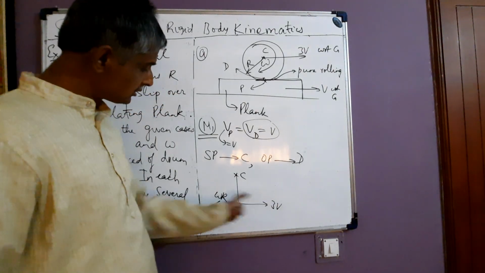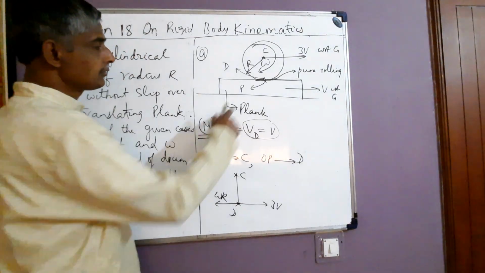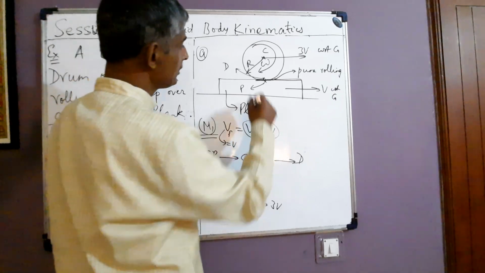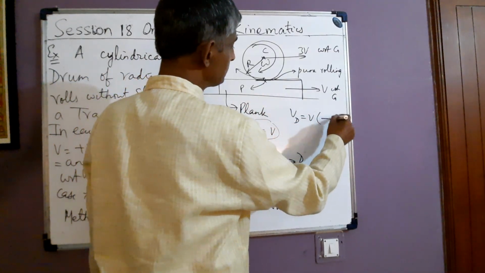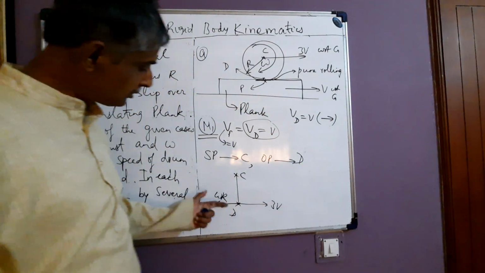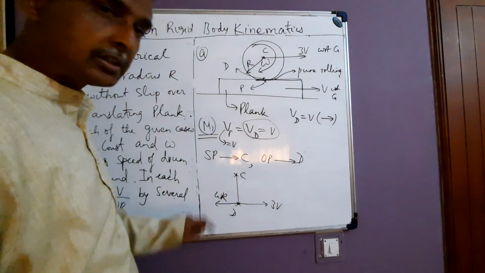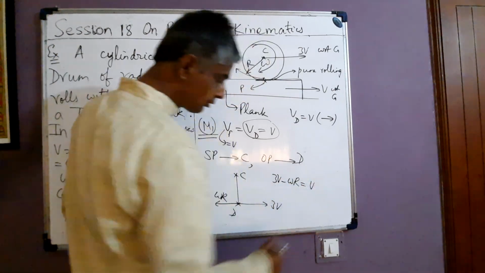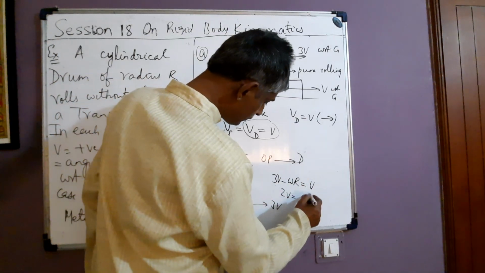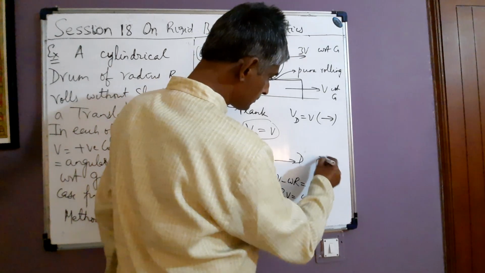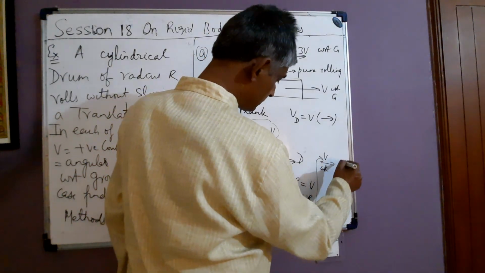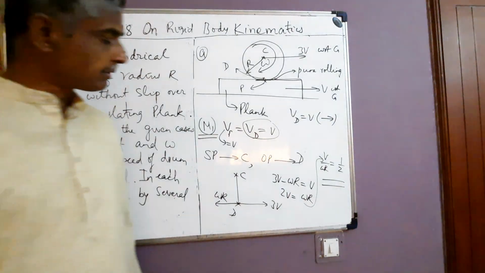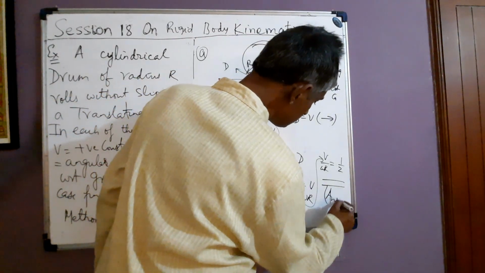So velocity of D is the vector sum of these two. Velocity of P is v rightward. From the pure rolling criteria, velocity of D is also v in the rightward direction. So the resultant of these two should be in this direction, that is, 3v should be more than this. So velocity of D is 3v minus omega r equal to v. On simplification, 2v is equal to omega r. So v by omega r becomes 1 by 2. This is the required answer by method 1.